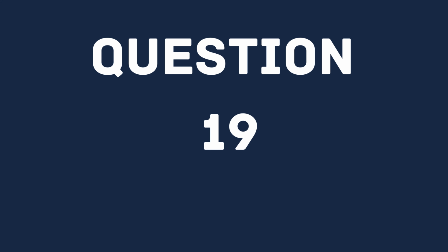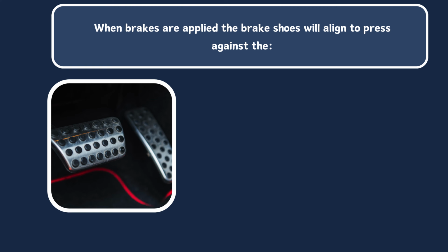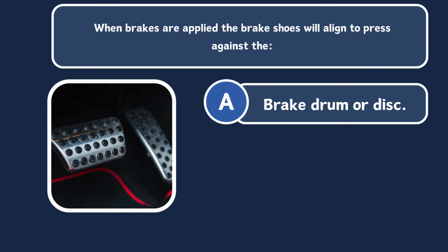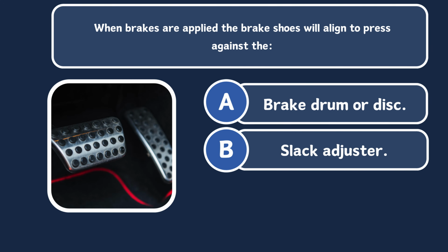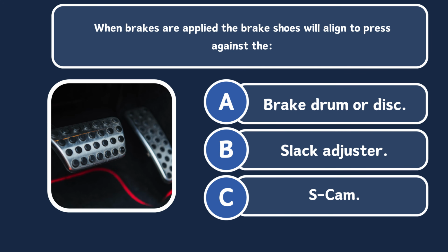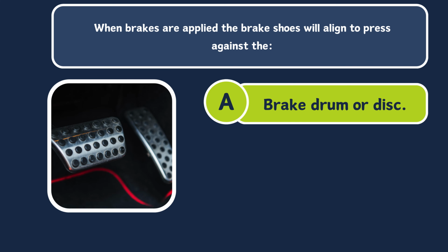Question 19. When brakes are applied, the brake shoes will align to press against the A. Brake drum or disc. B. Slack adjuster. C. S-cam. Correct answer is A. Brake drum or disc.